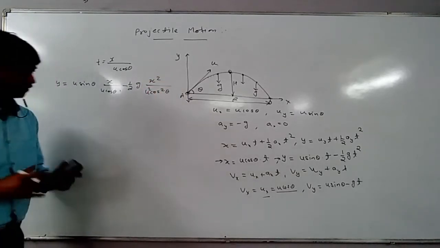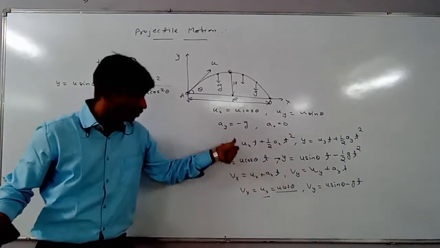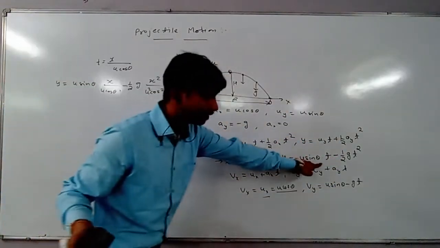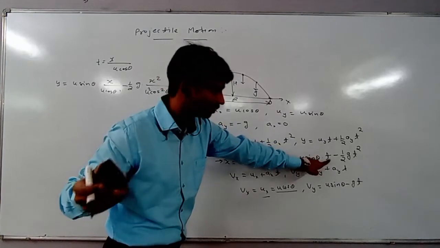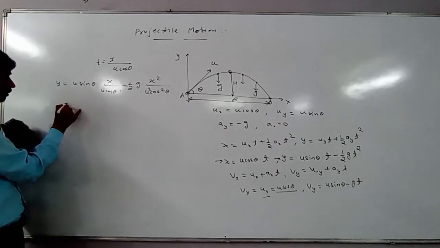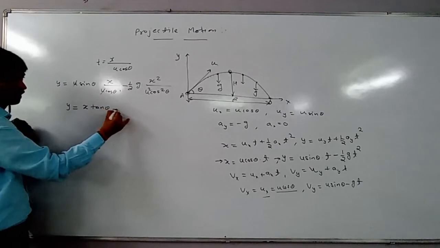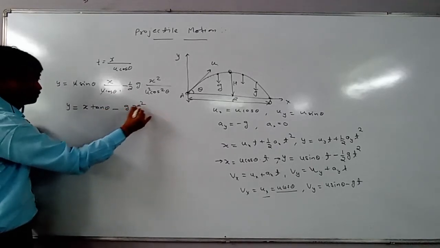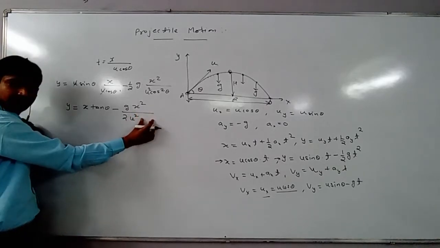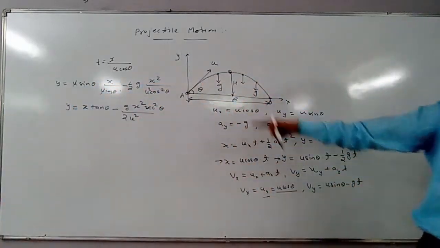What we have done is substitute the value of t from x into y, not y into x. Why? Because it's a quadratic equation, so substitution of t from this to this is relatively more complicated. Now just simplify it. y is equal to x tan theta minus g x square divided by 2u square. You can write cos square theta here or sec square theta in the numerator.